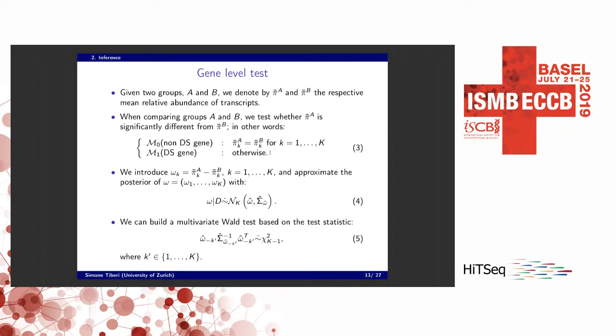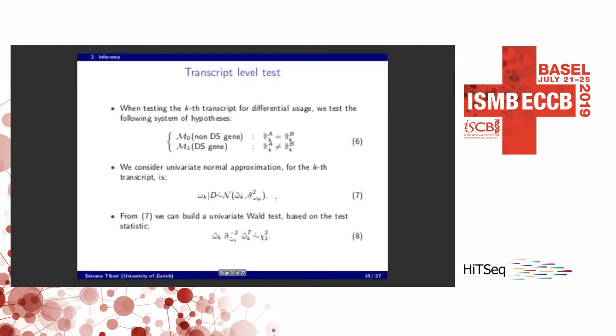The way we test for this system of hypotheses is basically to go back to the frequentist world, and we consider the difference between the mean relative abundance in the 2 groups, and we approximate this difference with a multivariate normal. So basically, we approximate the posterior with a multivariate normal, where the mean and variance-covariance structure are just inferred from the posterior chains. And once you have this approximation, it's straightforward to use a multivariate Wald test on this. And this allows you to test for differential splicing at the gene level.